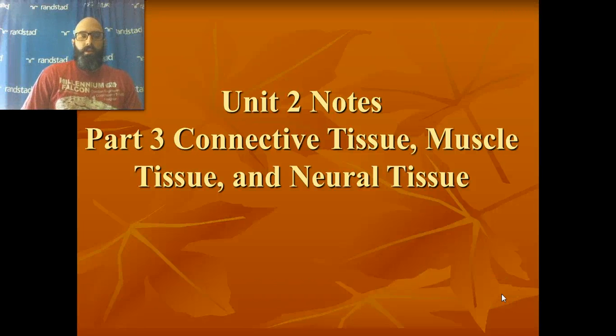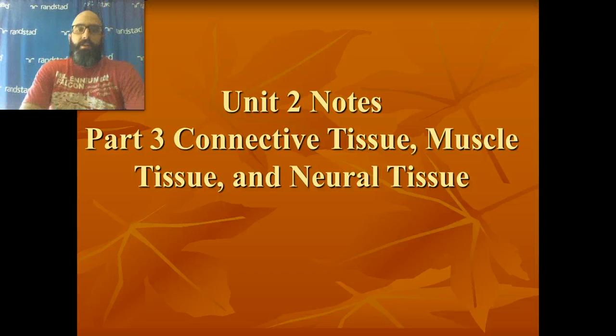Hey, what's going on? It's Riffy, getting ready to do Unit 2 Notes, Part 3. This is where we go through the connective tissue, muscle tissue, and neural tissue. It's the other 3 of 4 main categories of tissue. Remember, in Part 2 we covered epithelial tissue, so without further ado, here we go.